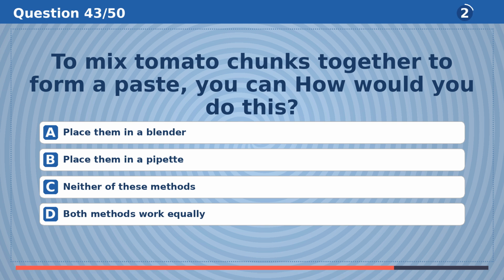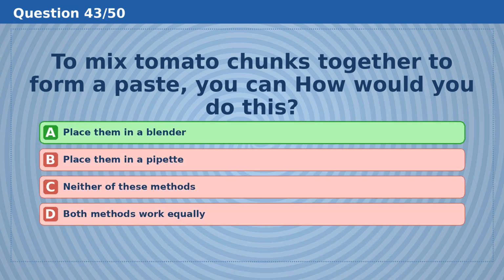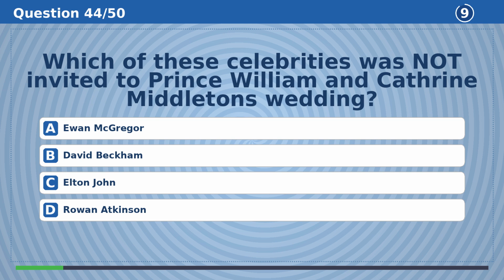To mix tomato chunks together to form a paste, how would you do this? The answer is A, place them in a blender.